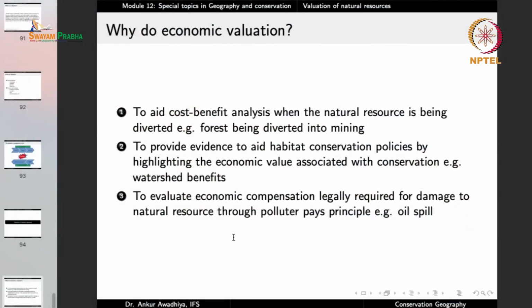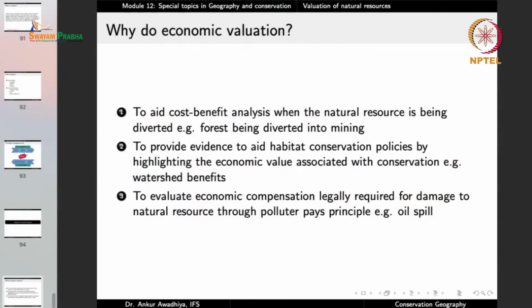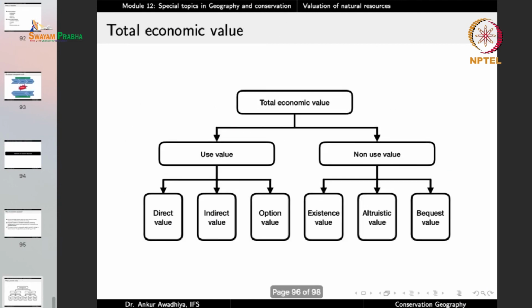And it is also essential to evaluate the economic compensation that is legally required for damage to natural resource through the polluter pays principle. So if there is a thing such as an oil spill or an industrial accident that results in a loss of habitats, what is the amount of money that you have to charge to these people who have done this pollution so that there is a deterrence, and this deterrence has to be a reasonable deterrence. If somebody has damaged a natural resource that is worth say 100 crores, and if you are putting a fine of say 10,000 rupees, that just does not make any sense. So we need to do an economic valuation to come to the correct figure that needs to be charged from those people who are doing the pollution. Only then we will be able to internalize the externalities that are associated with pollution.